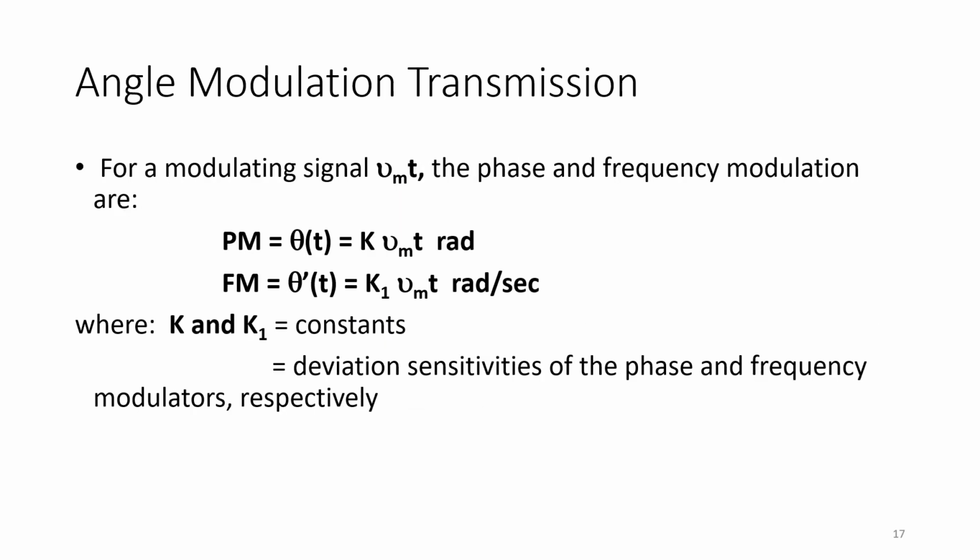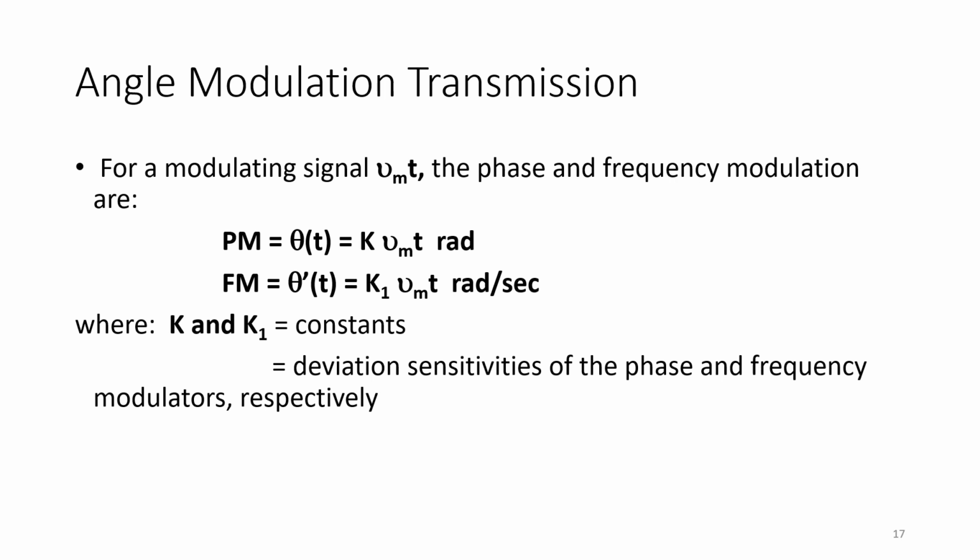So for a modulating signal Vm(t), the phase and frequency modulation are the following. For PM, theta(t) is given by K Vm(t), in terms of radians, and for FM, the first derivative, theta prime(t), is equal to K1 Vm(t) radians per second, wherein K and K1 are constants. K and K1 are what we call the deviation sensitivities of the phase and frequency modulators respectively.